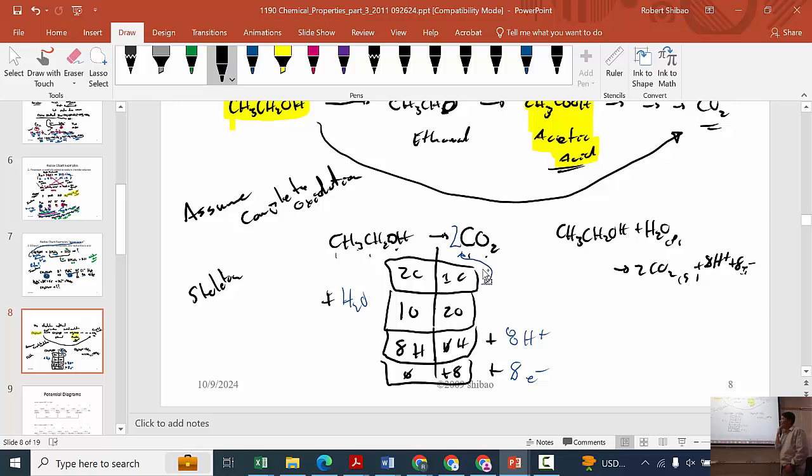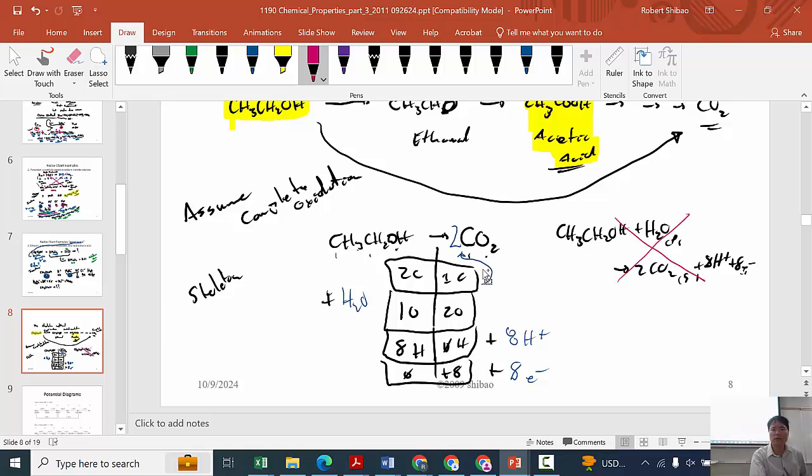I didn't correctly balance it. Do you see I screwed up? 2 oxygens here, 4 oxygens here. I screwed up the oxygen balance. And so I realized what I did. Do you see what I did? This turned out to be wrong.